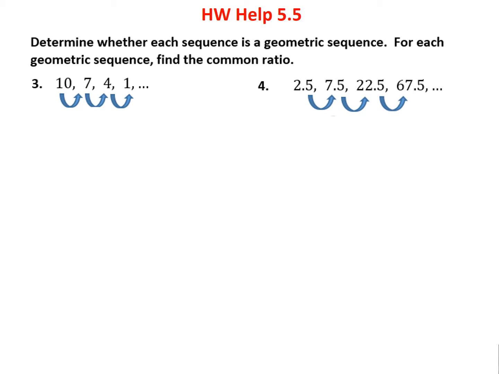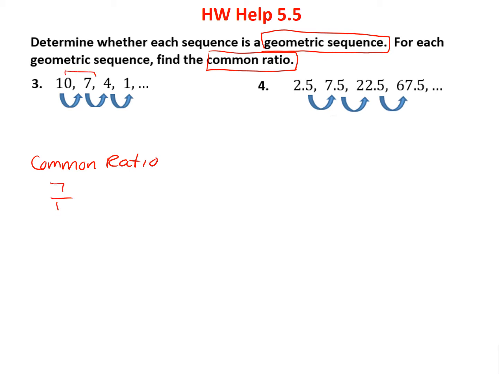Continuing on, we're looking to see, is this a geometric sequence? And if so, find the common ratio. Well, let's just start by finding if there is a common ratio. So when I look at the first one and I look for the common ratio, I'm going to compare successive terms. So to begin with here, 7 divided by 10, all right, that's one ratio. Let's go to the next one. Does that equal 4 over 7? And the answer is it doesn't. And it certainly doesn't equal 1/4. So notice there is no common ratio.